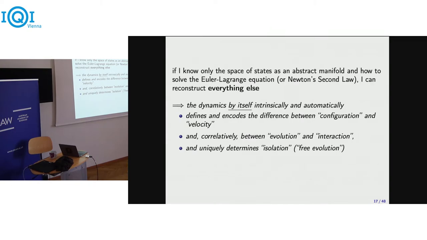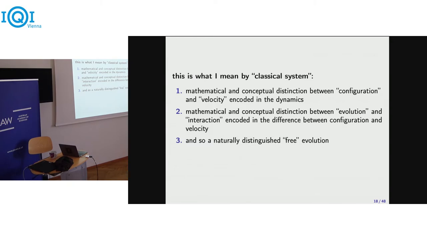And that's what I mean by a classical system: there is this mathematical and conceptual distinction between configuration and velocity that's encoded in the dynamics, and one gets naturally distinguished free evolution. I know I'm repeating myself here, but these are real. Since I just worked through a bunch of rather heavy-duty technical machinery without really explaining it, I really want to make sure at least that the high-level conceptual lessons are imparted.